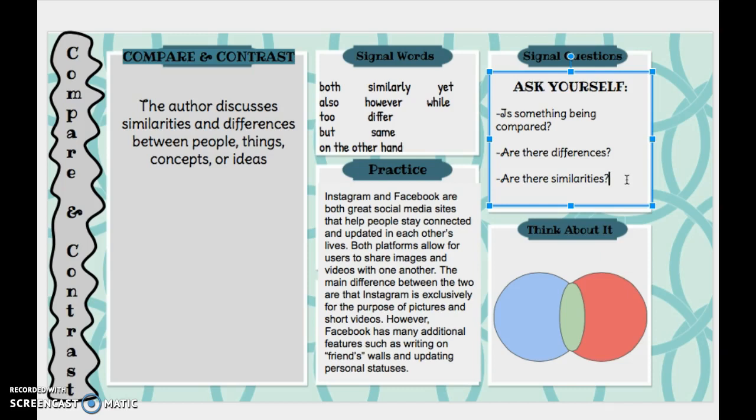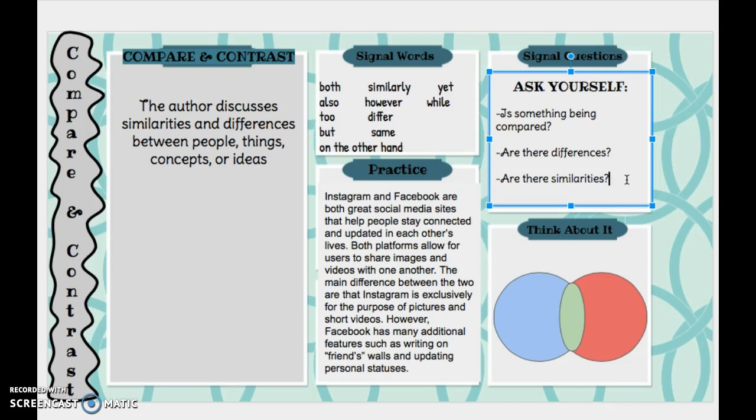So for the example paragraph, this is what it says. Instagram and Facebook are both great social media sites that help people stay connected and updated in each other's lives. Both platforms allow for users to share images and videos with one another. The main difference between the two is that Instagram is exclusively for the purpose of pictures and short videos. However, Facebook has many additional features, such as writing on friends' walls and updating personal statuses.